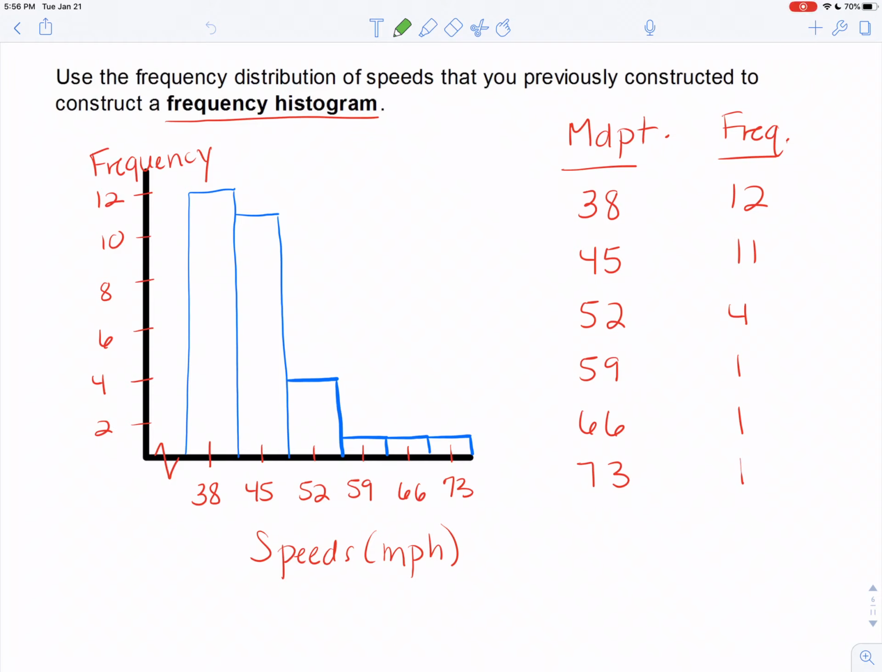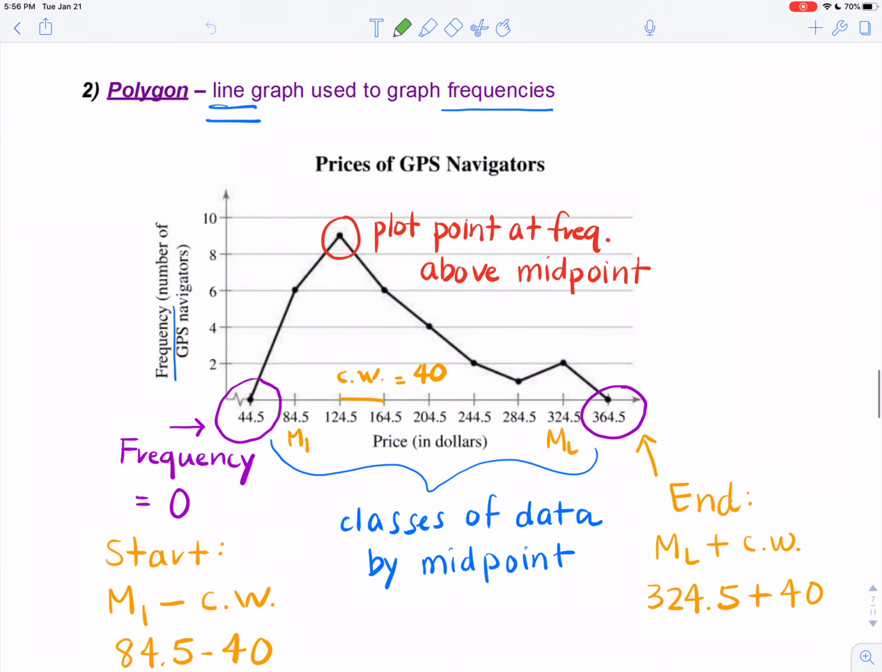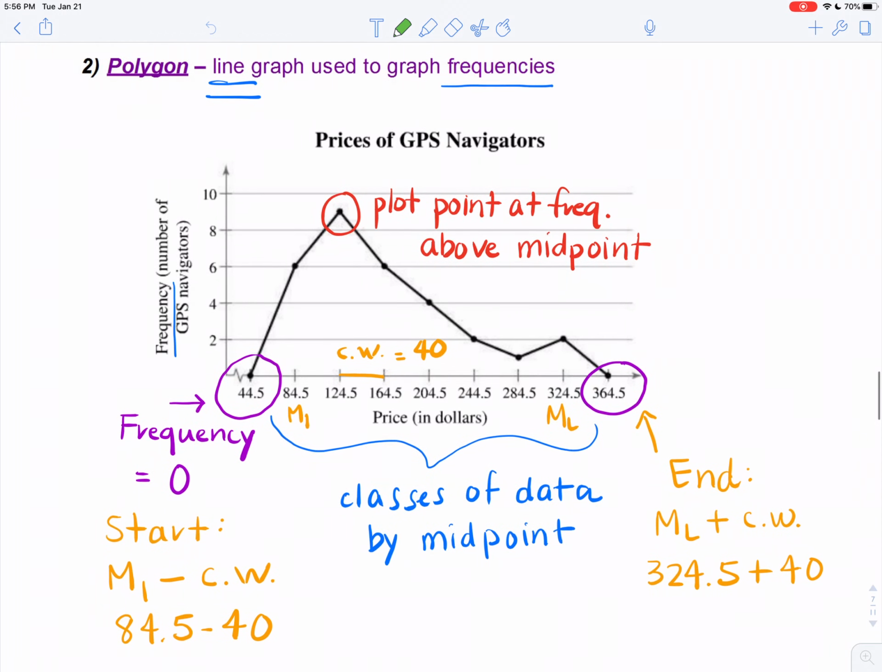All right, so finishing out the graphs in section 2.1, this is where we left off, which was with the frequency histogram, a bar chart using midpoints and then plotting the frequency as a bar above that midpoint. The second type of graph you're going to be looking at here in section 2.1 is called a frequency polygon.